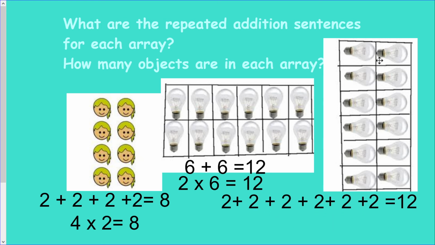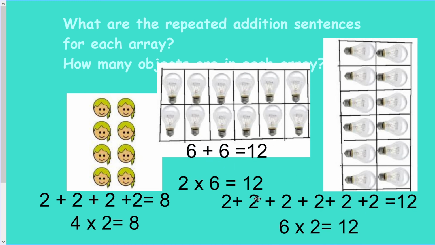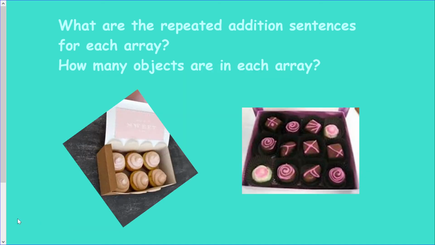So this time I have 6 rows, right? So my first number will be 6. My next number, how many were in each row, was 2. But if I add those all together, I'm still going to get 12. So just like you can flip-flop with addition, you can flip-flop with multiplication. Your answer will be the same. However, when you're speaking about arrays, your array is going to be rotated. So it does make a little bit of a difference even though the answer is the same.